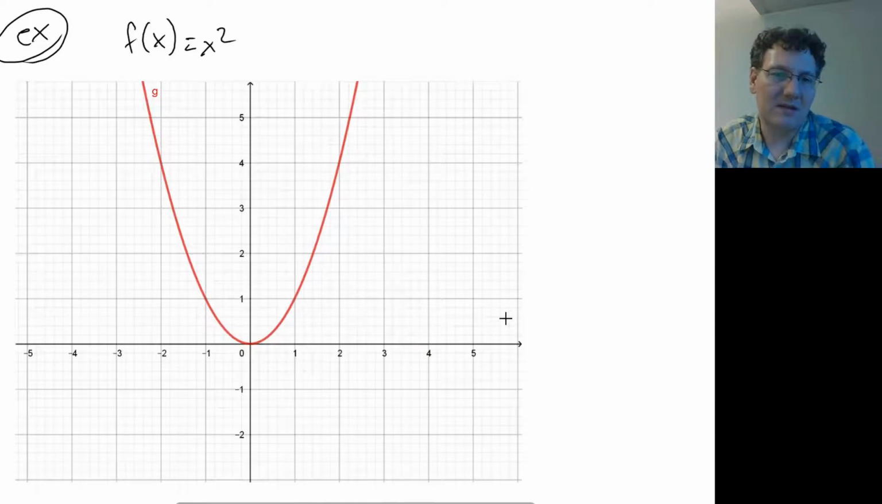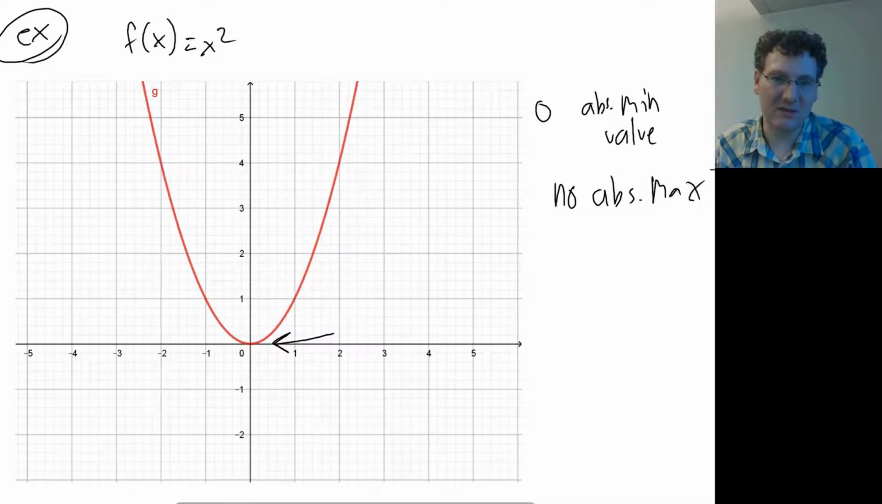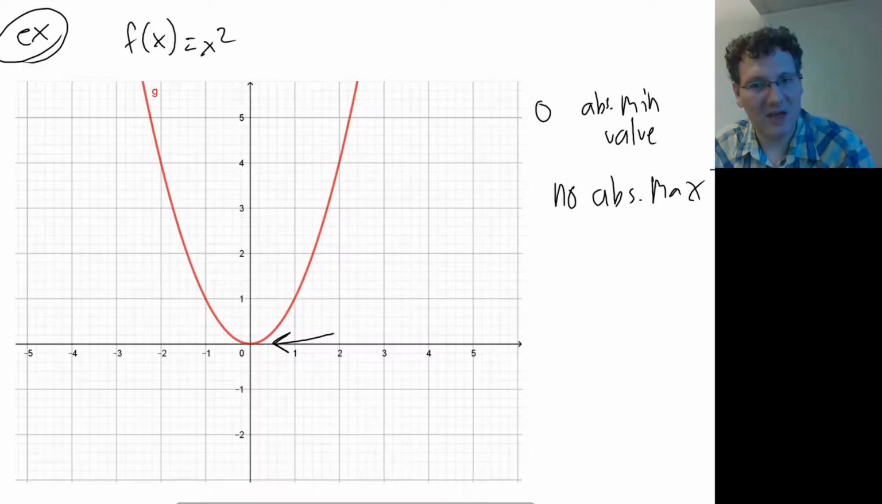Okay, so take the function f of x is x squared, a parabola, right? Just looking at it, you can see that the lowest value that this function takes is 0. So 0 is the absolute minimum value, but there's no absolute maximum, right? Because this function increases unbounded in both directions. So this is a function where there's an absolute minimum value, but there is no absolute maximum value.